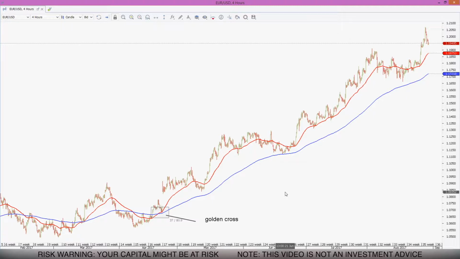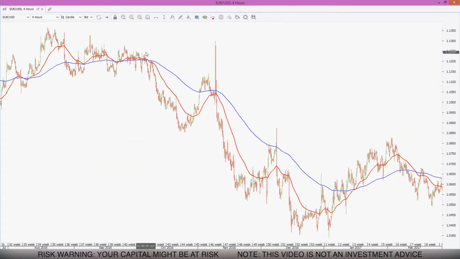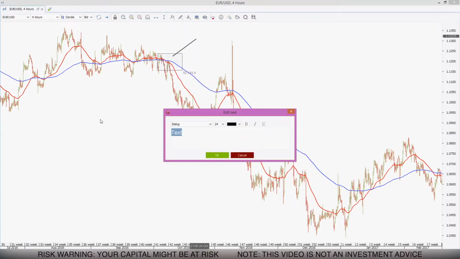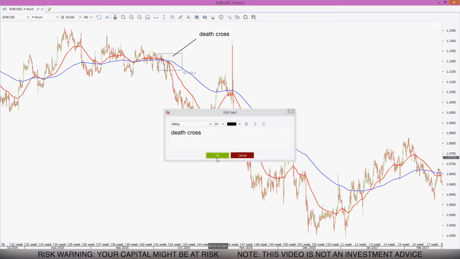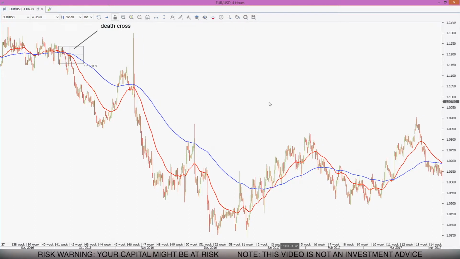A dead cross forms when the 50 moving average, the red line, moves below the biggest one. Now that's called a dead cross. Of course, it's a bearish sign. We only want to trade put options on a dead cross, and we only want to trade call options on a golden cross.